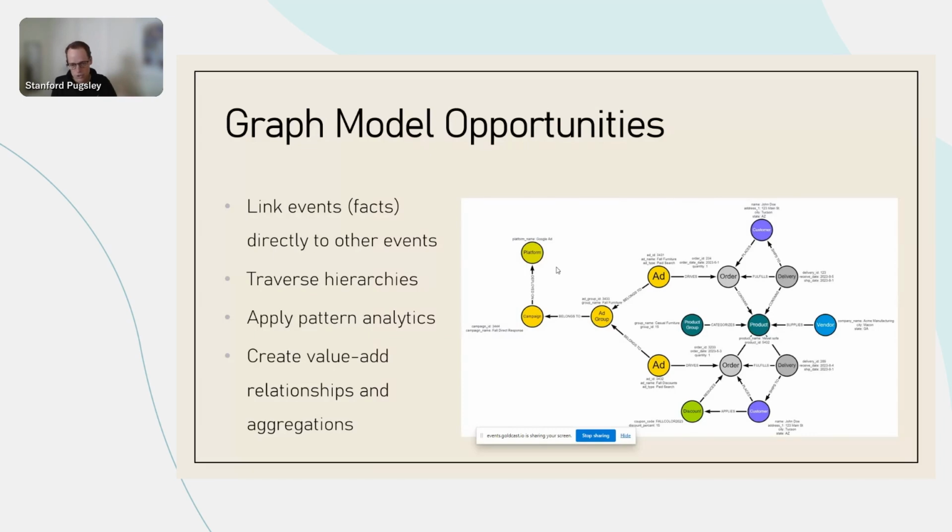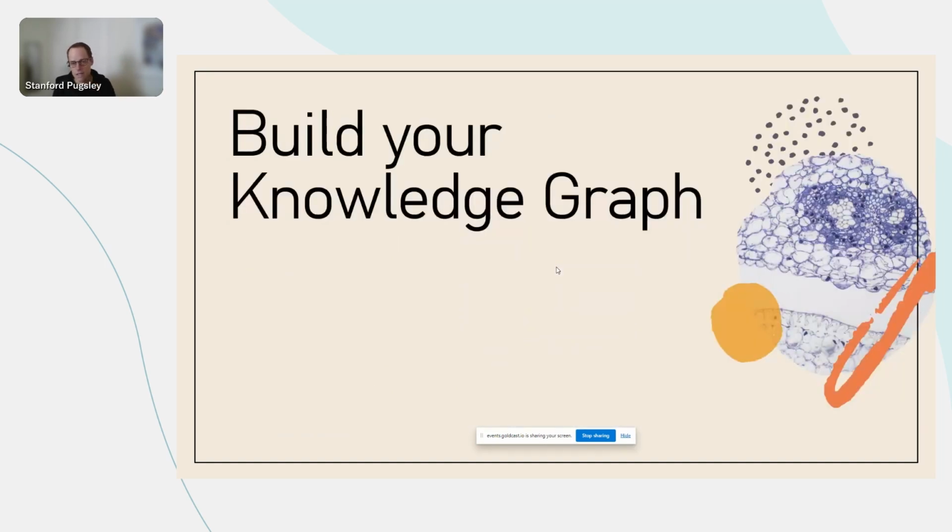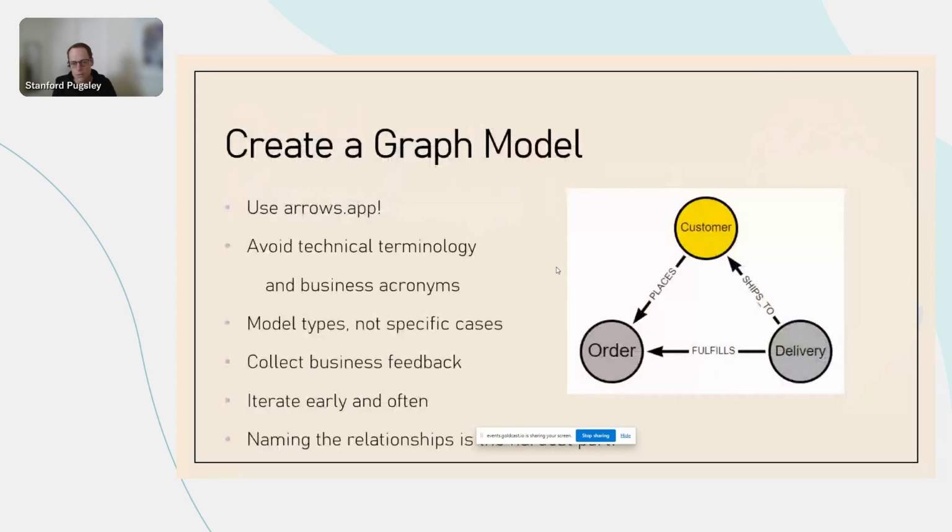Some of you may have graphs that are just from one database, and that's great for pattern recognition, but there's so much more you can do when you try to tie together all of your processes together. All right, so you all know about what graphs can do. So let's talk about how we can get from what you're doing today to what we could do with a knowledge graph. So yes, we love Arrows.